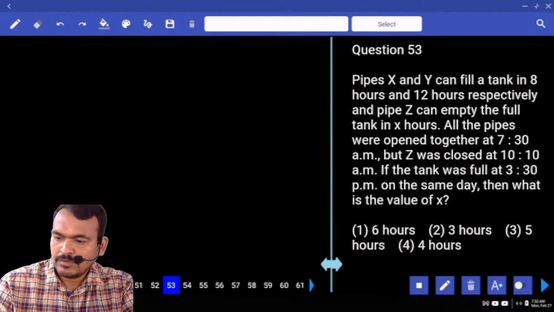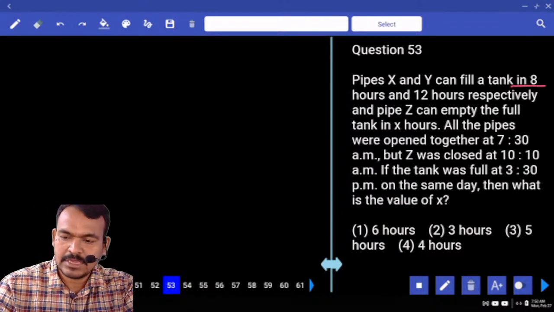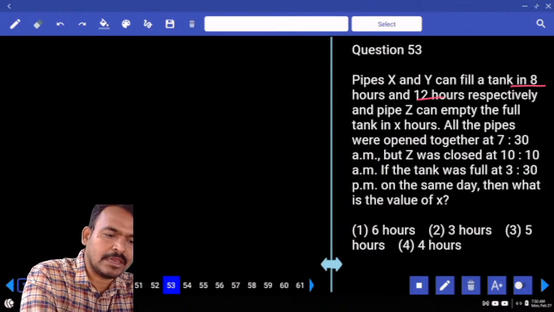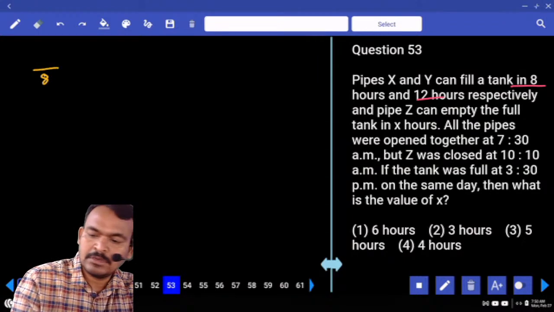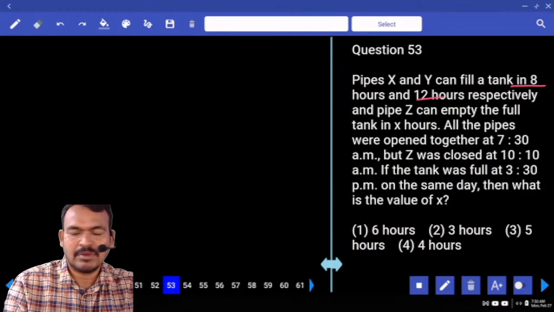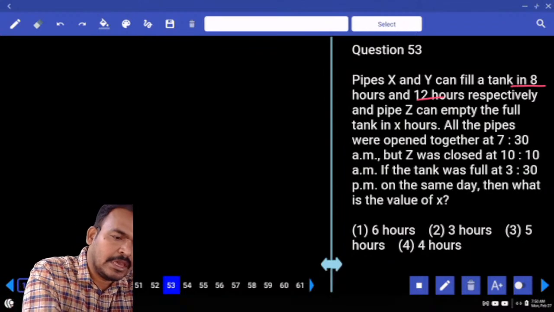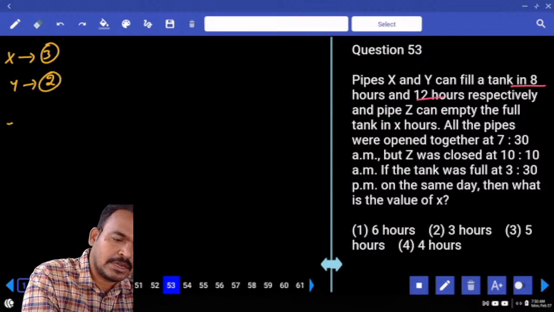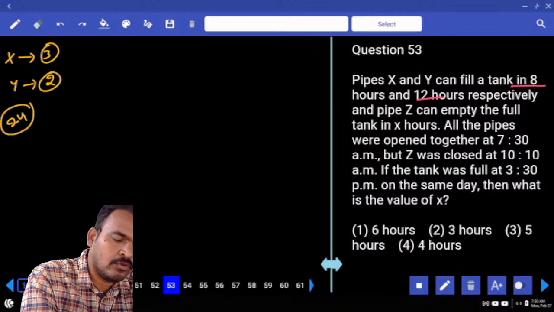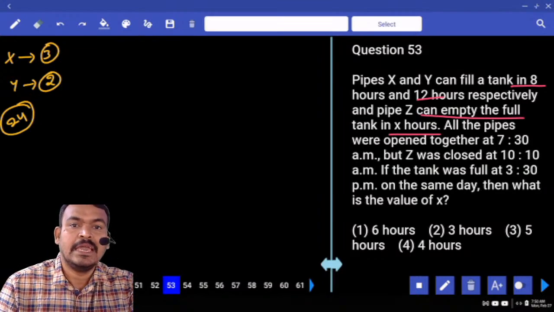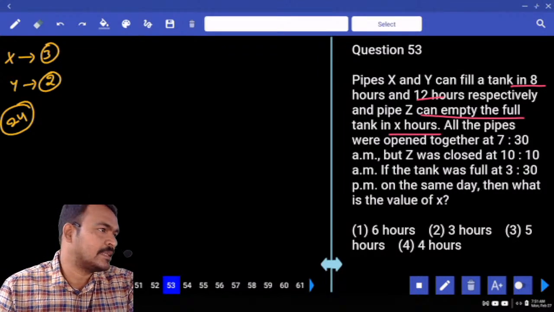First one can fill the tank in 8 hours, second one in 12 hours. The one hour work of first is 1/8, second is 1/12. Or take the LCM of 8 and 12, which is 24. 8 times 3 is 24, so X efficiency is 3 parts, Y efficiency is 2 parts, and total tank capacity is 24. Z can empty the tank in X hours, so Z's time is X hours.